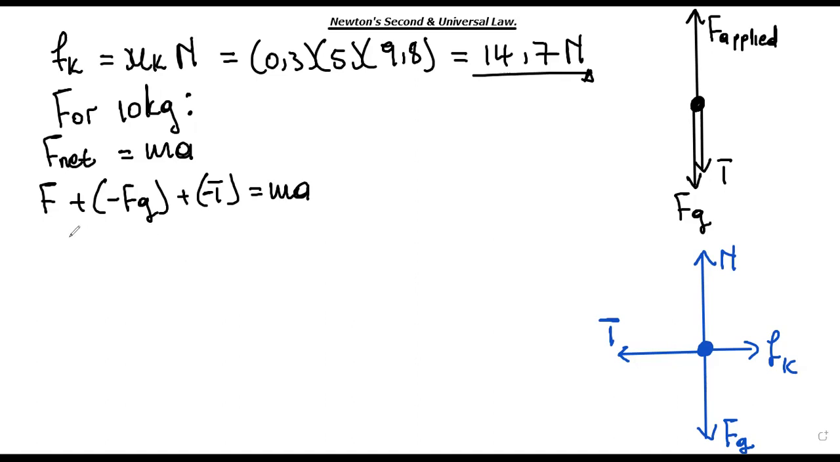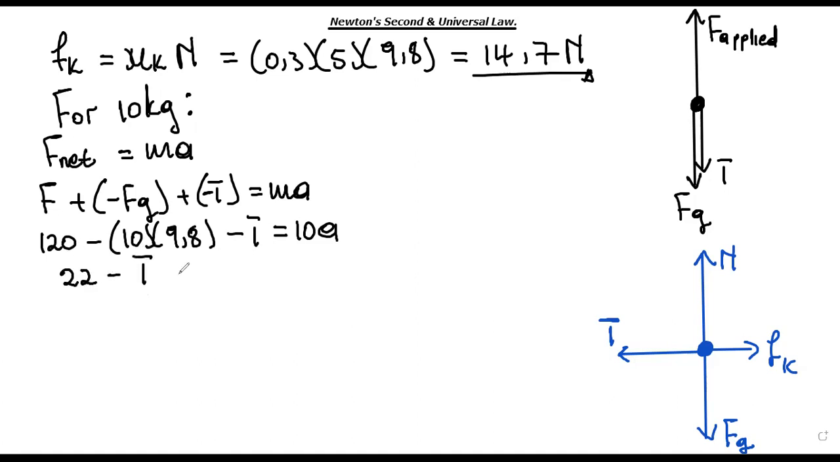Now the applied force is given to us. It's 120 newtons. The gravitational force, we say 10 times 9.8. Tension is unknown. The mass is 10A. Now, if you say 10 times 9.8, you get 98, right? And when you say 120 minus 98, you get 22. So you have 22 minus T, which is equal to 10A.